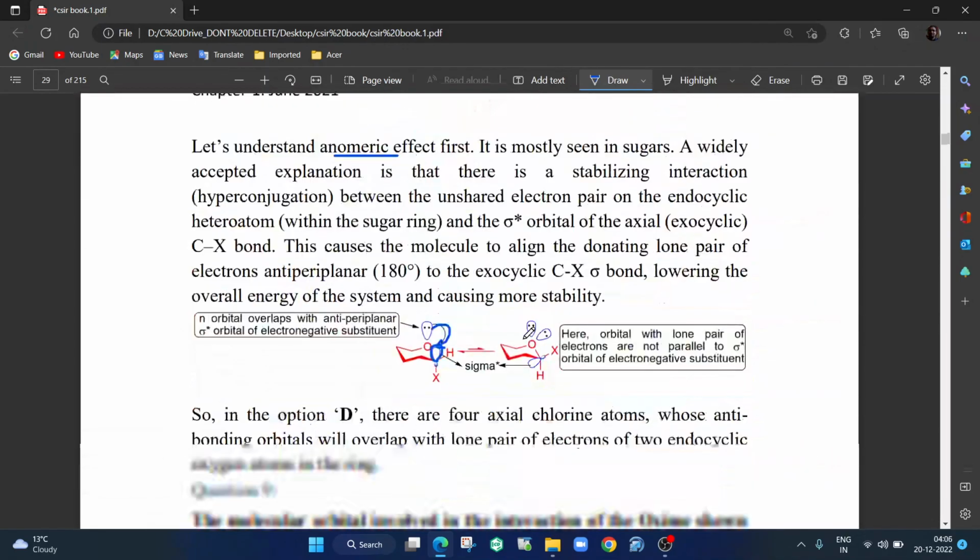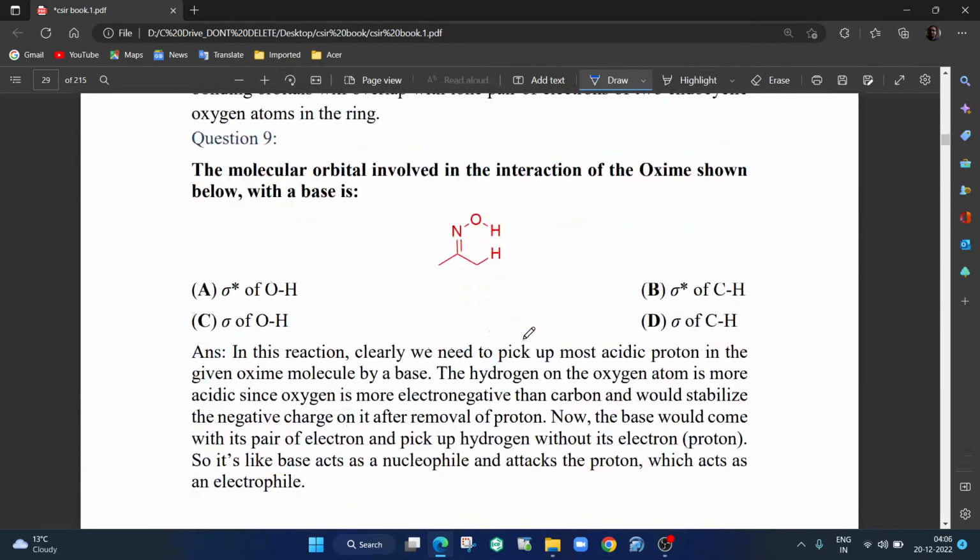Moving on to the next question, question number 9. The molecular orbital involved in the interaction of the oxime shown below with a base. So, very clearly the base will pick up the most acidic proton. Which is the acidic proton? The proton which is attached to the most electronegative atom. So, clearly this hydrogen.